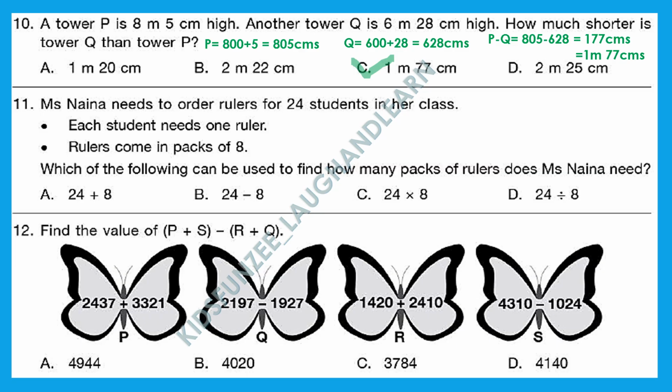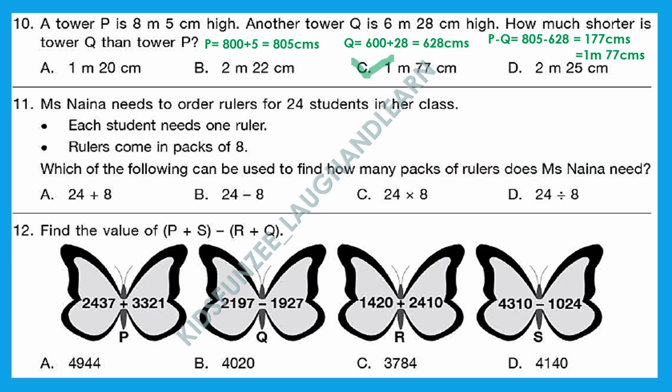Miss Nana needs to order rulers for 24 students in her class. Okay, so there are a total of 24 students. Each student needs one ruler. Okay, and rulers come in packs of 8. So in one pack there are 8. So you know that groups of 8 are made, right? The total is 24. The quantity in one group is 8. In one pack it is 8.